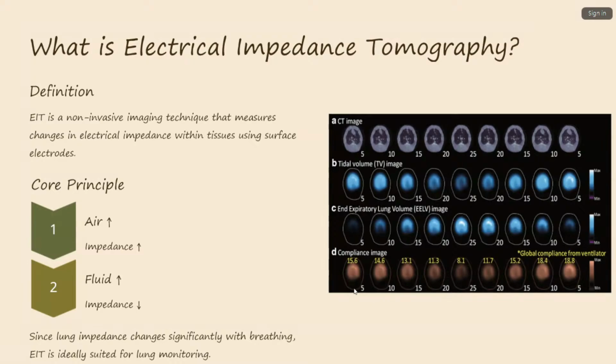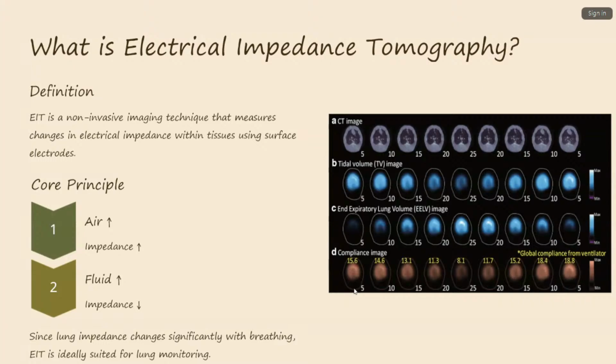For generalization, I would say if air is present, the impedance increases. The impedance to the electric current passing through that air will be increased. And if fluid or tissue is present, the impedance will be decreased. So depending on the signals picked up, it is displayed on the monitor. As we can see on the image on the right side, it's a gross depiction. We'll come to it later.